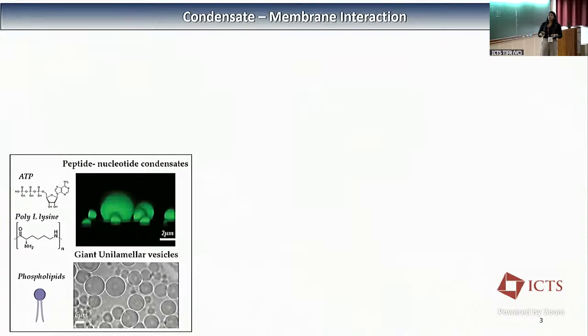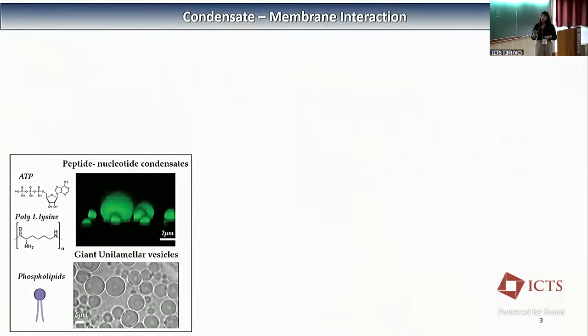For the condensate system, we chose peptide and nucleotide-based condensates, composed of ATP, which is the negative counterpart, and poly-L-lysine, which is a positively charged polypeptide. Under appropriate buffer conditions, they form these beautiful condensates. For the membrane-mimicking system, we use giant unilamellar vesicles, which are basically phospholipid vesicles that are micrometer sized. You can also imagine them to be like hollow cells. We assemble these condensates inside these vesicles so that we can study them in a cell-like microenvironment.